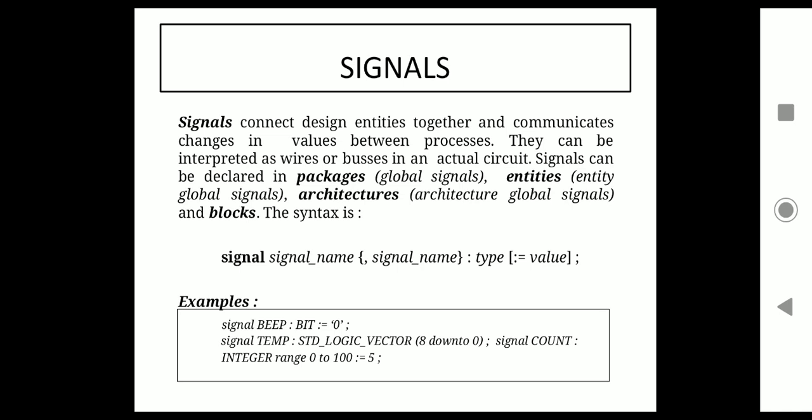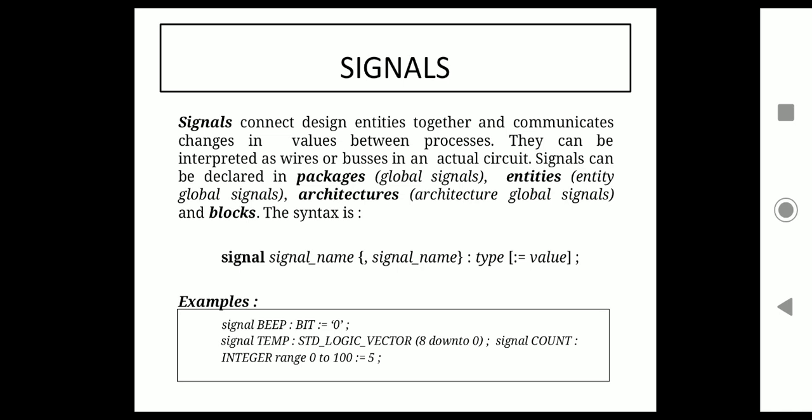But unlike a variable, a signal you can declare globally. The same signal you can use in two different entities, the same signal you can use to convey the change in value to some other entity, and it can be declared under packages, entities, architectures and blocks. So this is the basic difference between variables and signals.